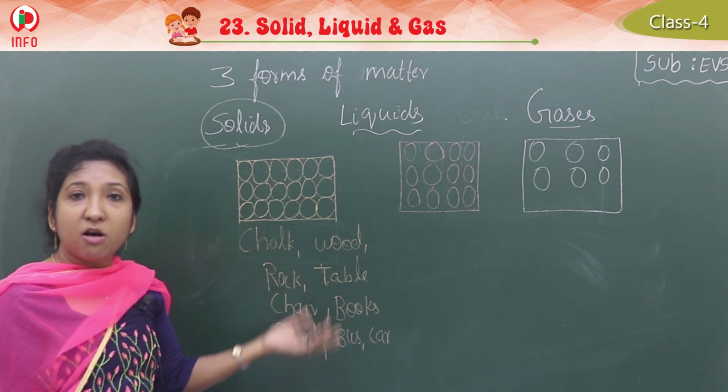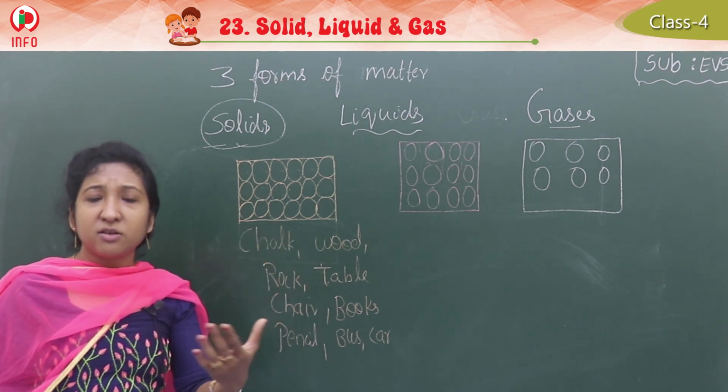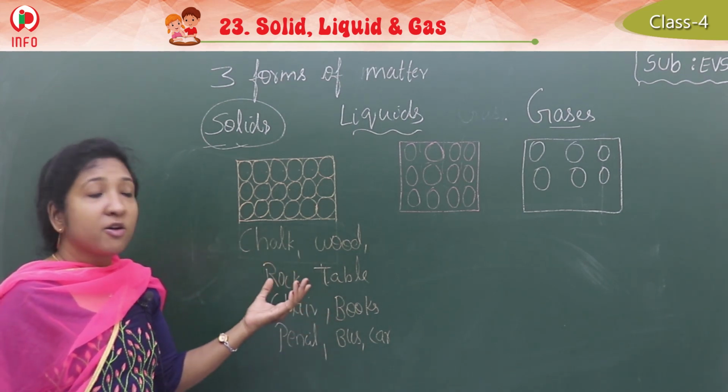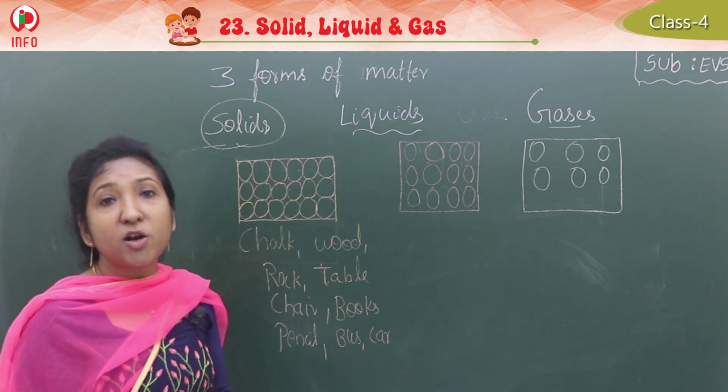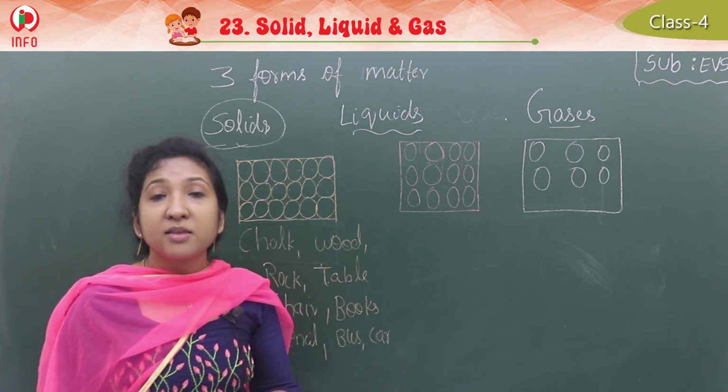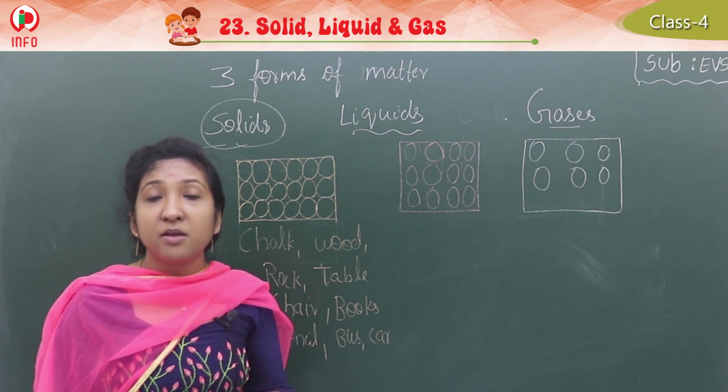Examples we saw: chalk, wood, whatever things around you, the non-living things, rock, table, pencil, car, bus, these all are solids. These all have a definite shape, they have a definite volume.